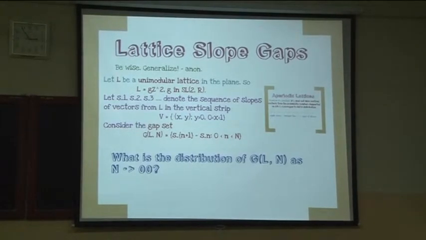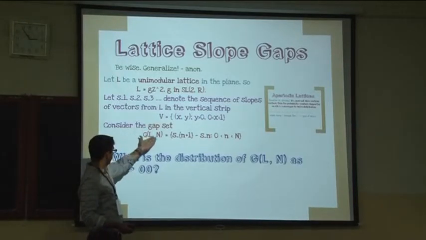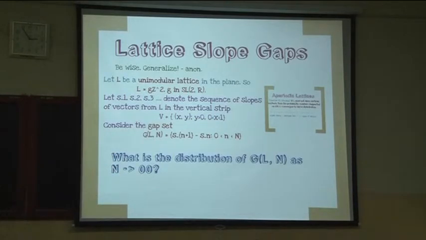And we look at the slopes of these vectors. And we look at the differences in slopes of these vectors. So let's say S1 up to S2 up to S3, Sn is the sequence. The gap set is just the differences. Why don't I normalize? Because these slopes are big numbers. I don't need to normalize. They're already big numbers. Right?